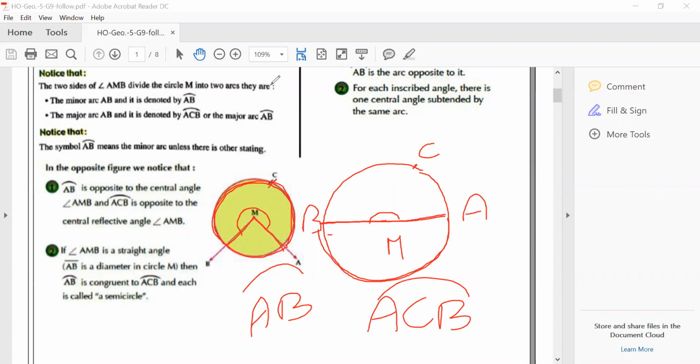The minor is the small one, right? Yes. But here they are congruent. Arc ACB is congruent to arc AB, each one because it is a semicircle, because the angle here is a straight angle. But for this other one, I will name AB as the minor one and ACB as the major arc. So I can name it major arc AB or ACB.